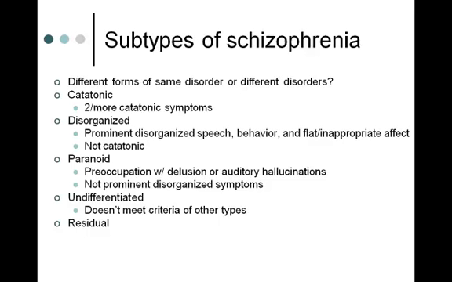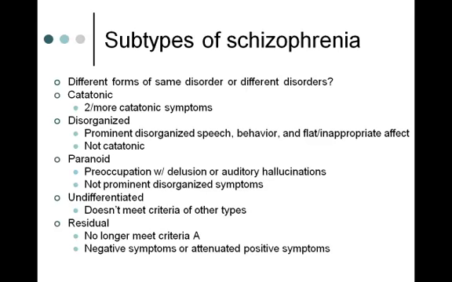A residual is more of like, okay, after you were that, now if you no longer meet criterion A for schizophrenia, it's residual subtype. Okay, and that can involve the presence of either the negative symptoms only, with not another. Because if you have negative symptoms and something else, you meet criterion A. But negative symptoms alone doesn't meet criterion A for schizophrenia. Or you could have attenuated positive symptoms.